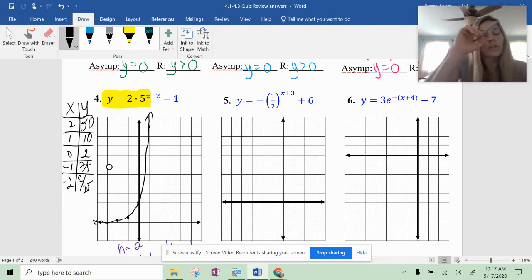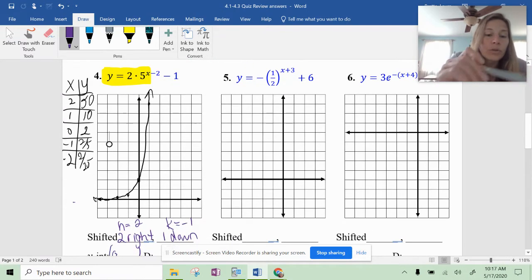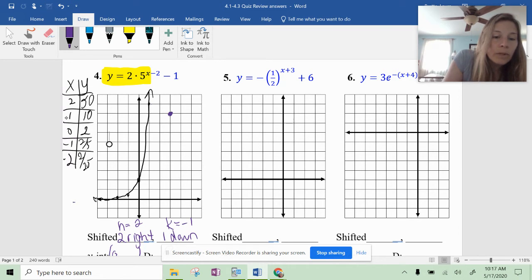Now, if I want to shift that to get my actual function, we're going to shift everything 2 to the right and 1 down. So this point up here, I'm going to go 2 to the right, 1 down. This one here, 2 to the right, 1 down. This one, 2 to the right, 1 down. This one here, 2 to the right, 1 down.